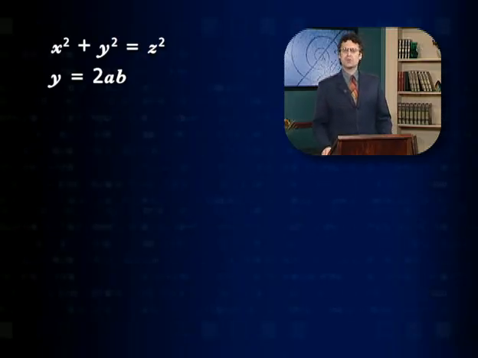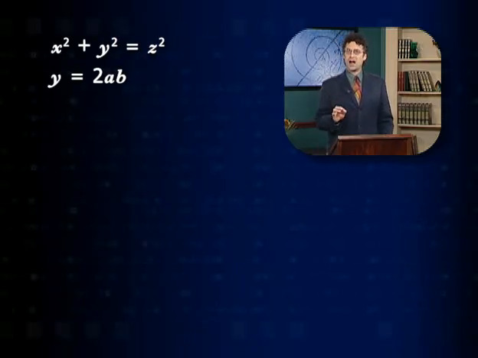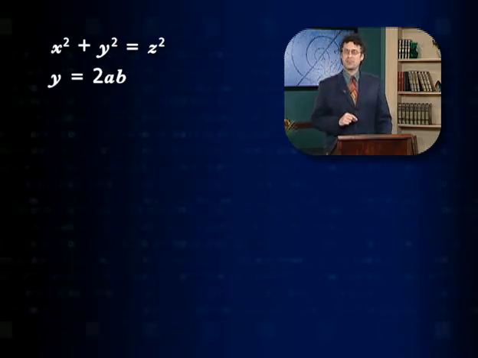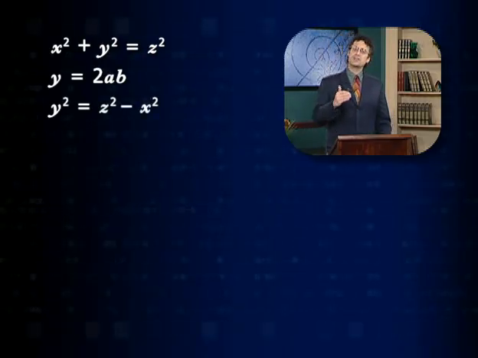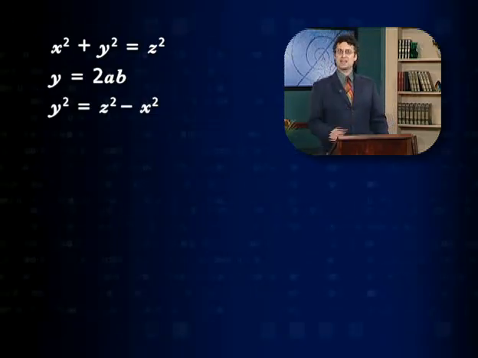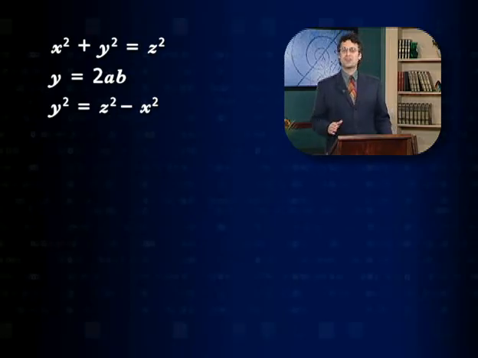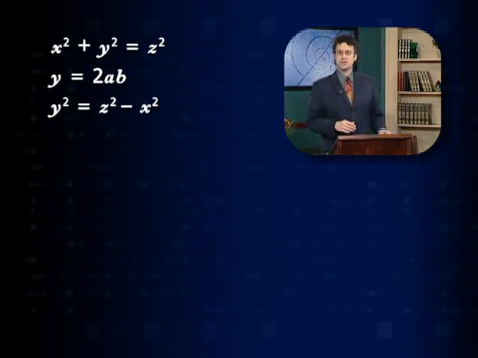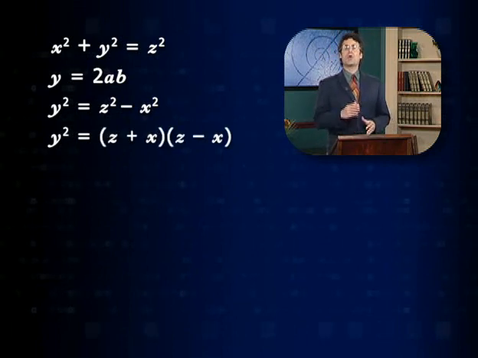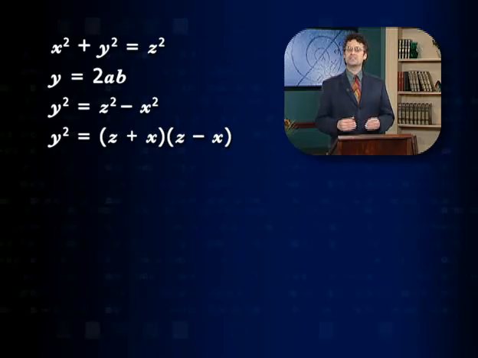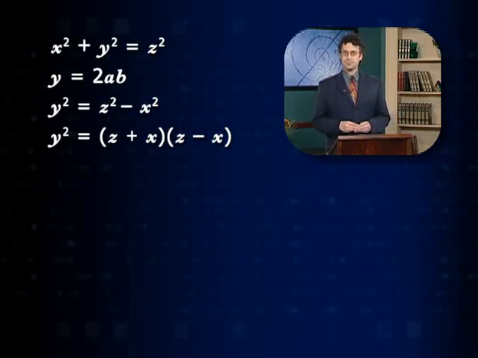Returning to the Pythagorean equation, if we now solve for the y squared term, we just subtract x squared from both sides, and we see y squared equals z squared minus x squared. And as we've seen several times throughout our course, we can factor the right-hand side of this equation, as we did in the previous lecture. In this case, y squared equals z plus x times z minus x.